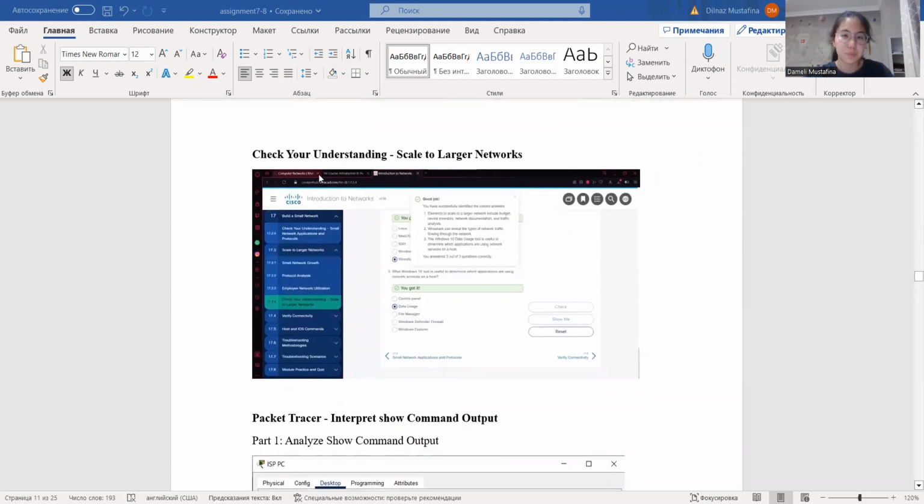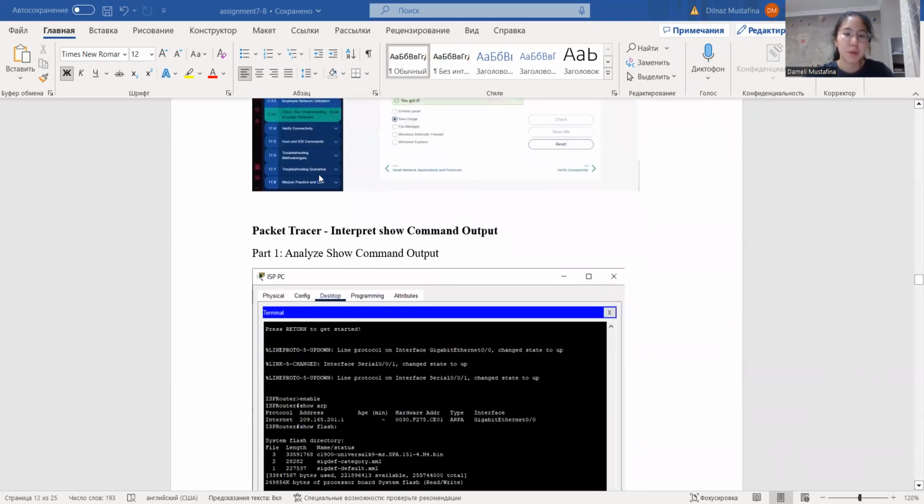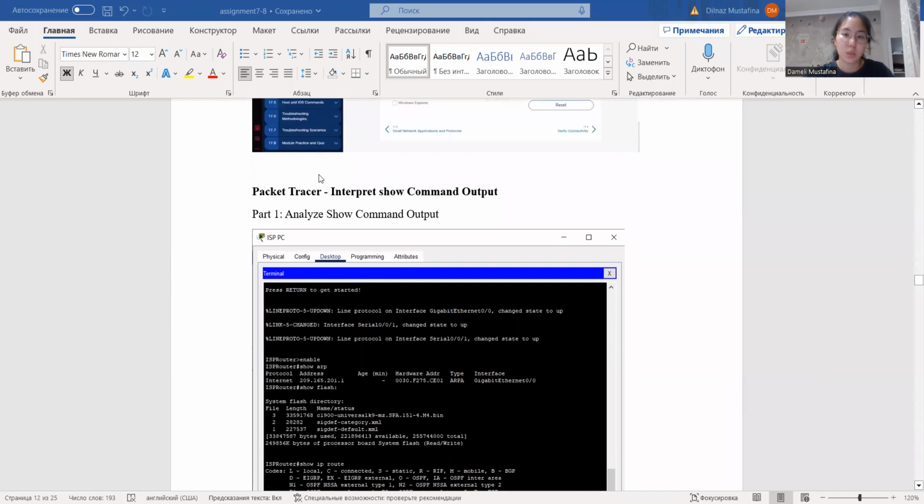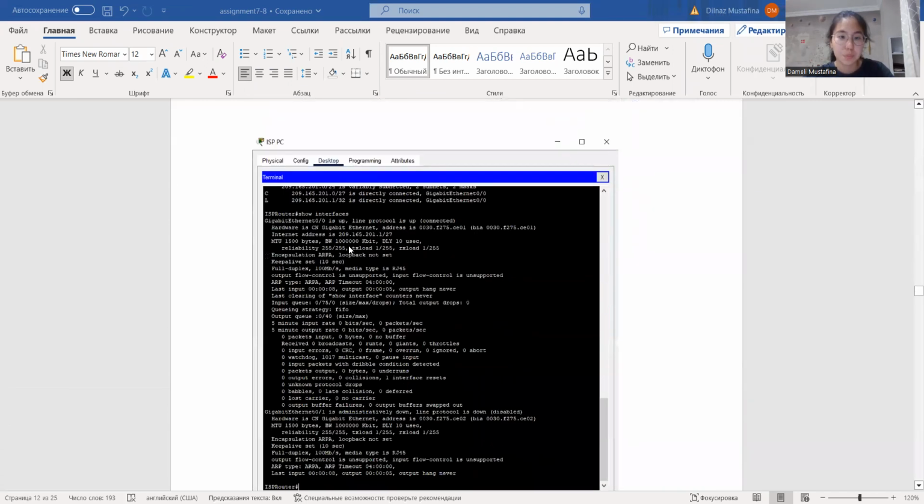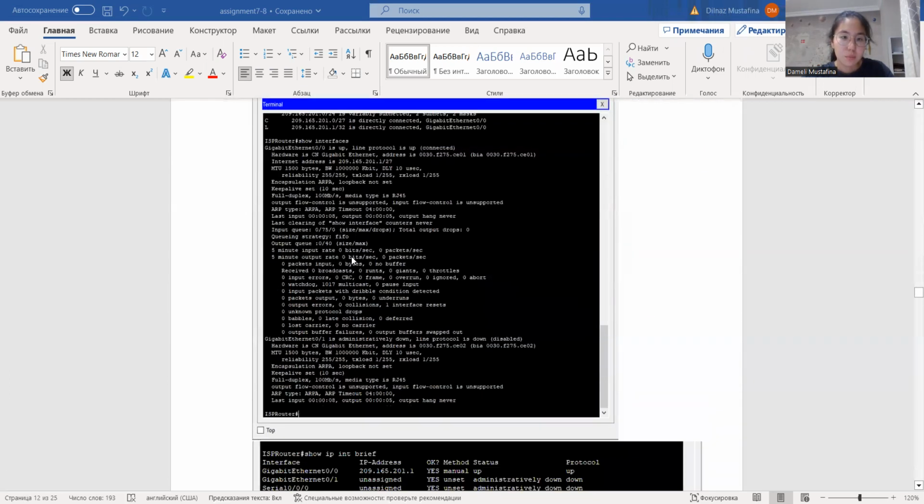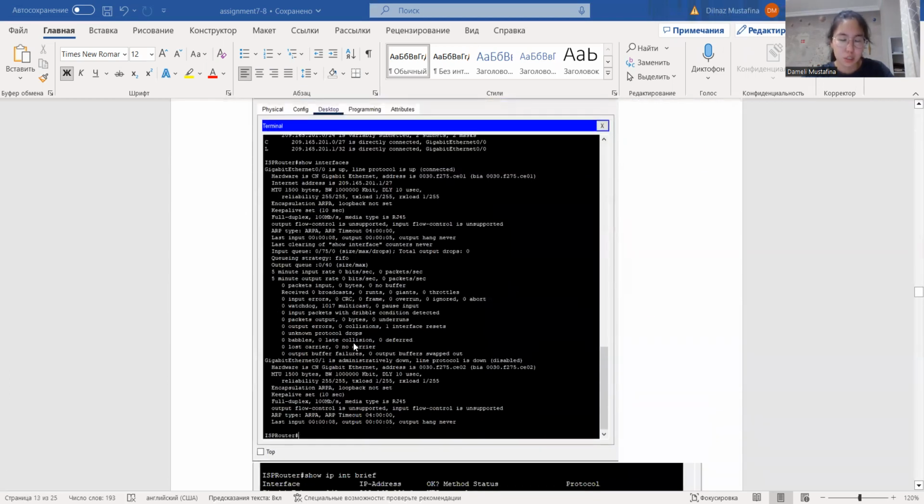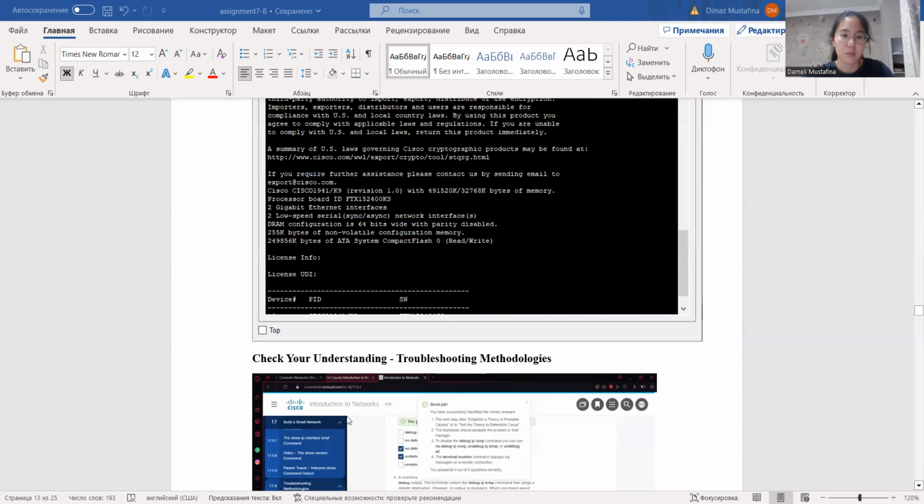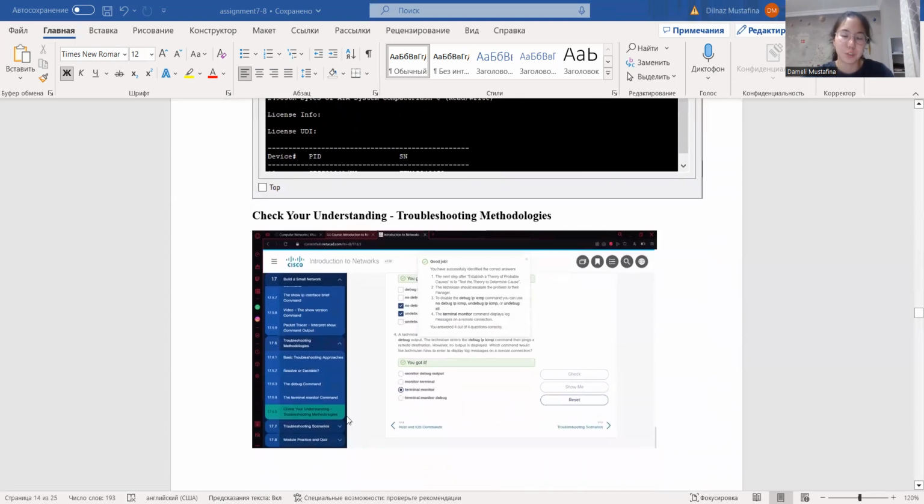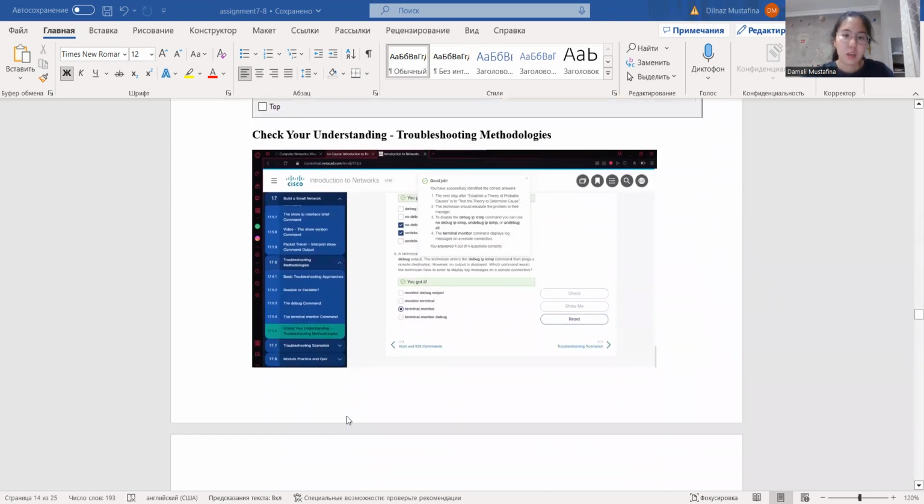Application protocols scale to larger networks. It is a packet tracer, interpret show command output. First, we analyze show command output. In the desktop, we can see some code of this and the results of this packet tracer.